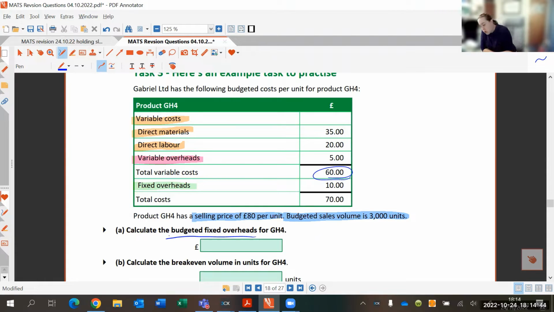Lovely, thank you. Yes, so what we're going to do is we're going to take our budgeted sales volume, which is 3,000 units, times by our £10 per unit, which should give us £30,000, which I think was mentioned in the chat. Yep.